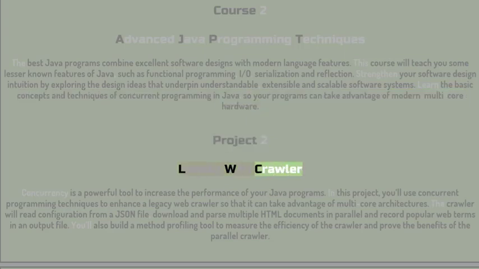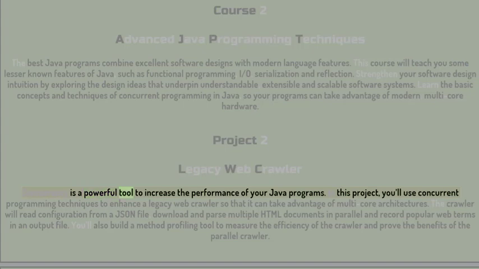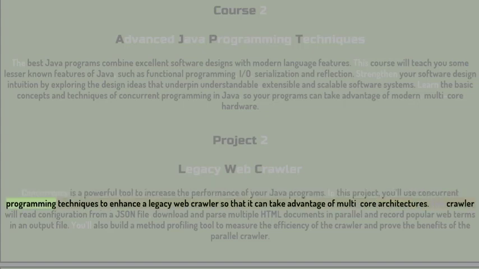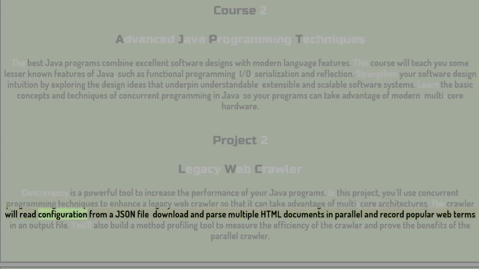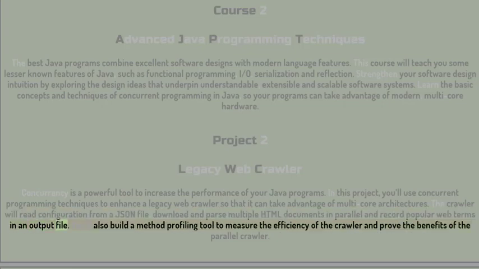Project 2: Legacy Web Crawler. Concurrency is a powerful tool to increase the performance of your Java programs. In this project, you'll use concurrent programming techniques to enhance a legacy web crawler so that it can take advantage of multi-core architectures. The crawler will read configuration from a JSON file, download and parse multiple HTML documents in parallel, and record popular web terms in an output file.